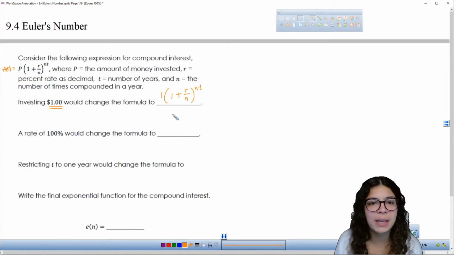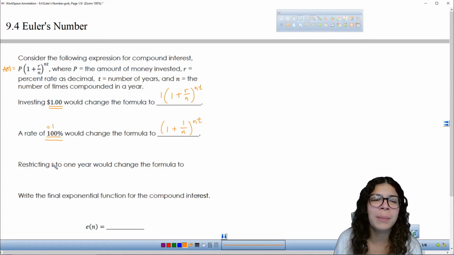And then imagine we take that further, and the interest rate that we have is 100%. So that would be 1 as a decimal, right? So how would that change the formula? Well, it would be 1 times anything as itself, so I'll just write 1 plus, and then the rate as a decimal, 100% is 1, over n to the power of n times t.